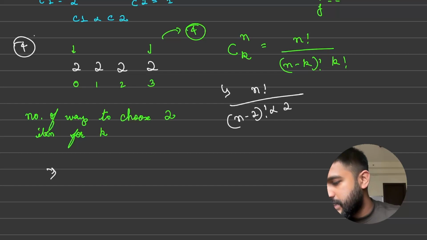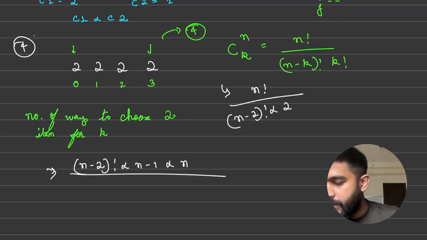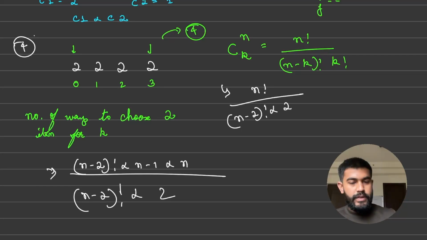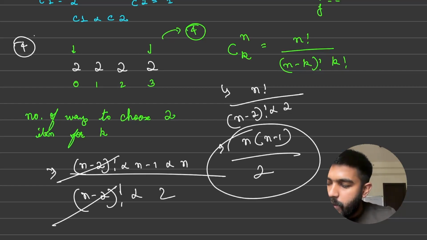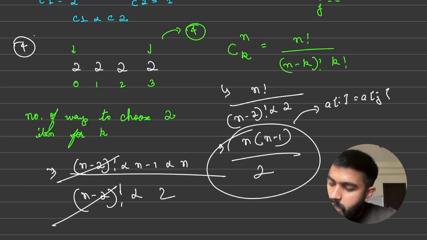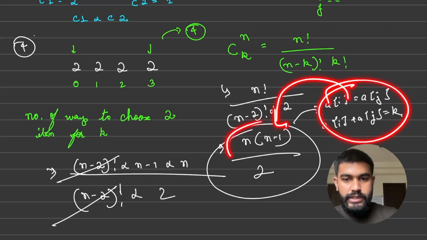That is, I can simply say that n minus 2 factorial multiplied by n minus 1 multiplied by n, and this would be n minus 2 factorial multiplied by 2. I can say that. So now this would be n into n minus 1 divided by 2 when a of i is equal to a of j and a of i plus a of j is equal to the given value k. Okay, so when we have this condition, we would use this formula.